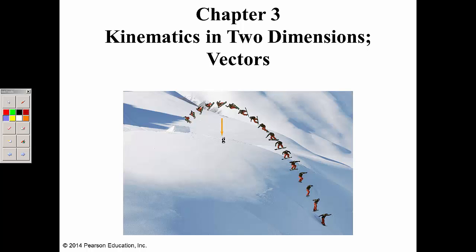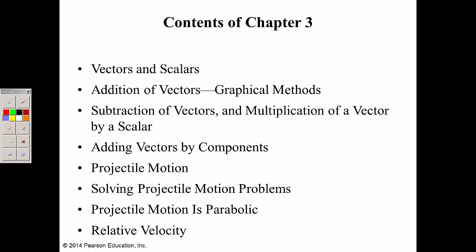This is Chapter 3, Kinematics in Two Directions and Vectors. So in this chapter I will formally introduce vectors and scalars and talk about how we add them, a couple of graphical methods. We'll talk about subtraction of vectors and multiplication of vectors by a scalar. We'll talk about another method of adding vectors, which is using the components, and more importantly, how this applies to motion in two dimensions, which will be covered in projectile motion.